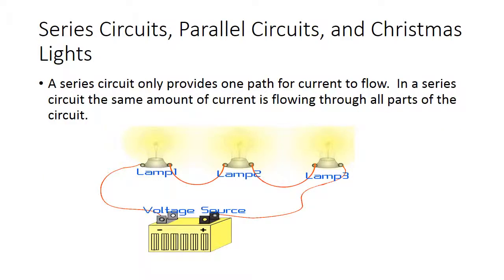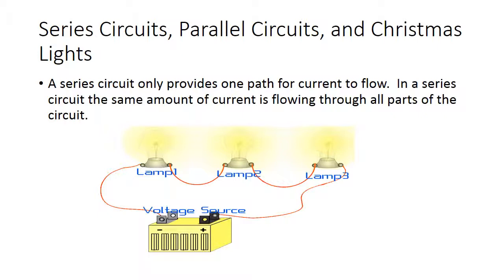Series circuits, parallel circuits, and Christmas lights. Imagine that you're Clark Griswold and you want to have the brightest house on your block, actually in the whole city, for Christmas. So you buy a string of 2,000 lights. There's only one problem. The lights are wired in series. Why is that a problem? Let's think about it for a second.